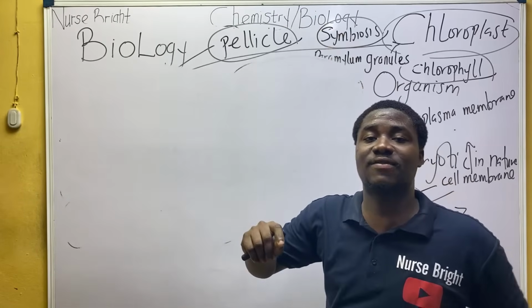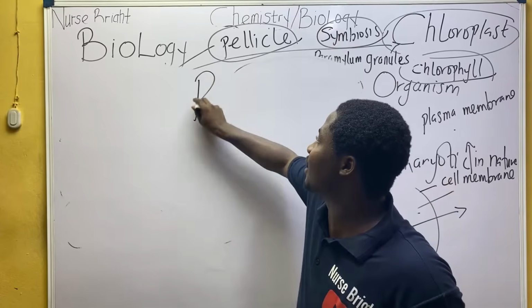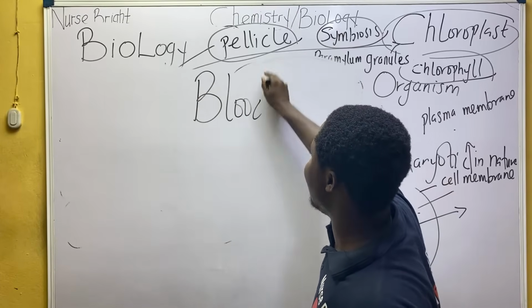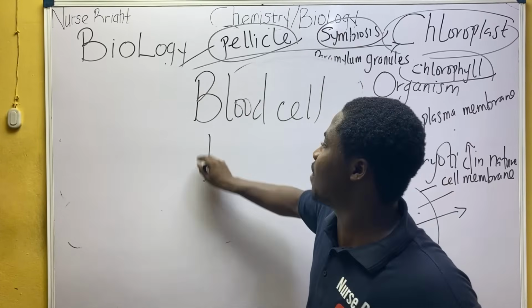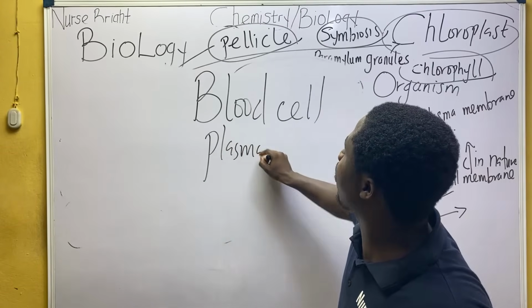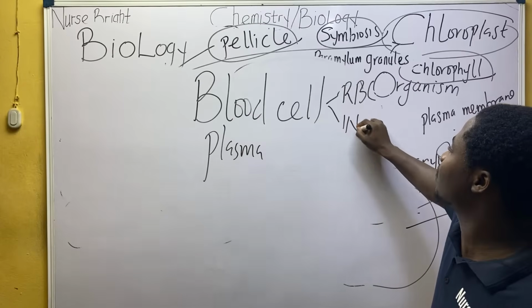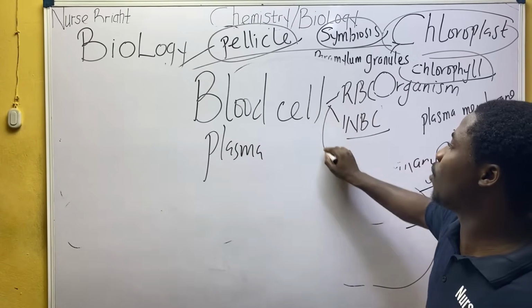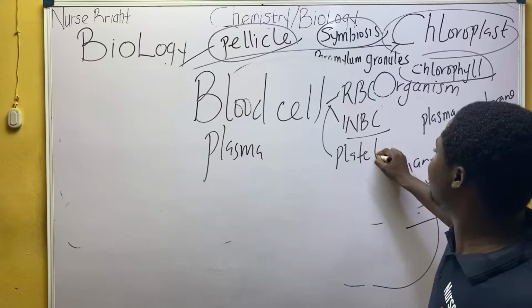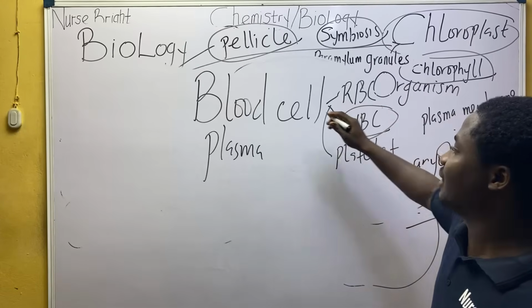Remember, the blood is divided into the blood cells and also the plasma. And in the blood cells, we have the red blood cells, RBCs, the erythrocytes, the white blood cells, also called the leukocytes, and the platelets. Remember, these are the components.